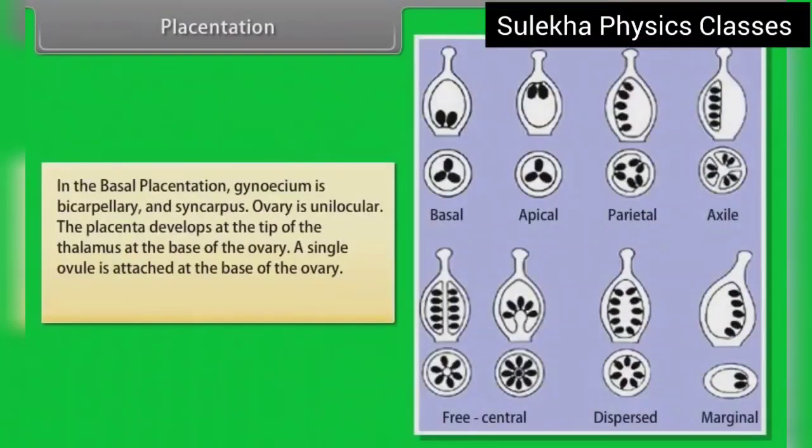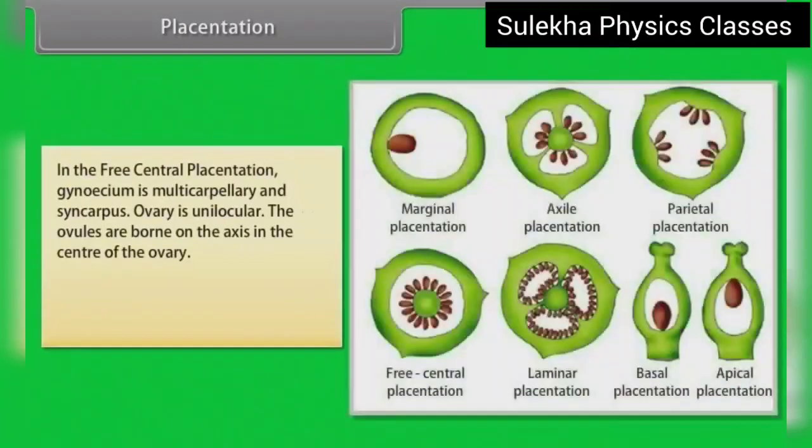In the basal placentation, gynoecium is bicarpellary and syncarpous. Ovary is unilocular. The placenta develops at the tip of the thalamus at the base of the ovary. A single ovule is attached at the base of the ovary. Example: Tagetes. In the free central placentation, gynoecium is multicarpellary and syncarpous.